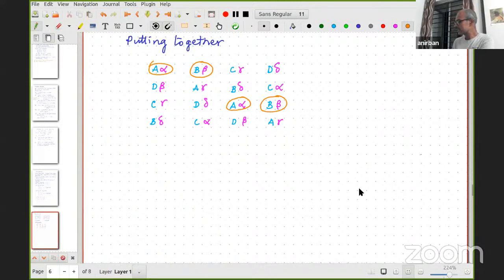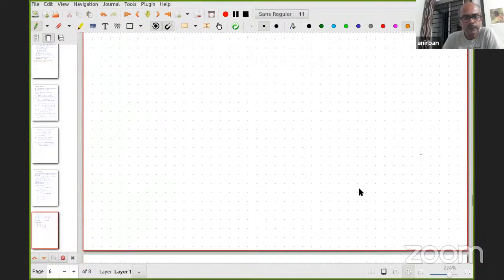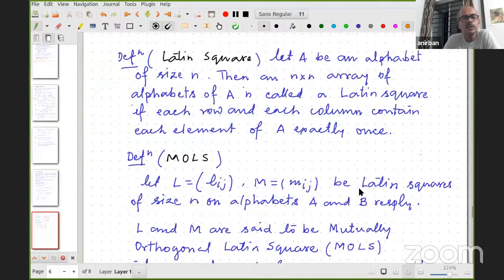Okay, so let's go to a formal definition of Latin square. We start with the formal definition of Latin square, and then come to this. As I said, our first aim is to understand when this technique works, this kind of cyclic movement. So let me just go to the next slide. Here is the formal definition.